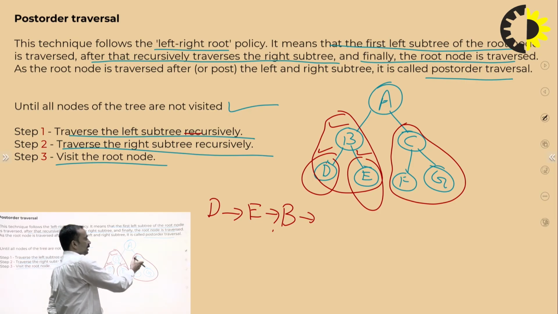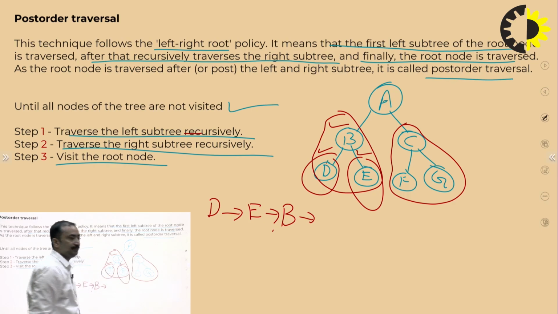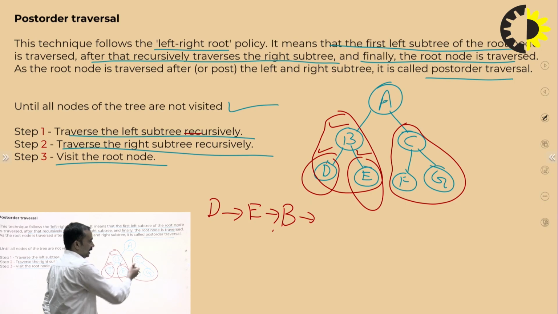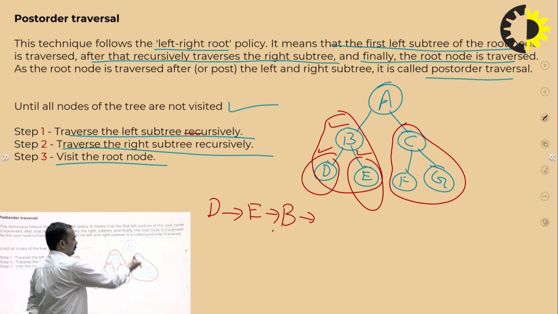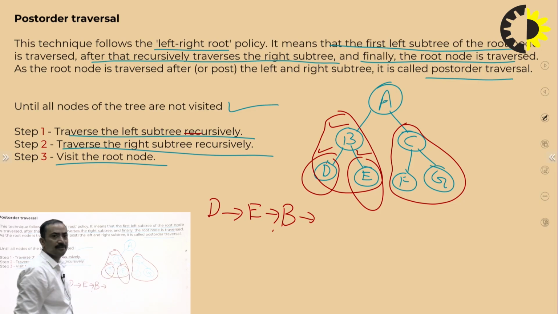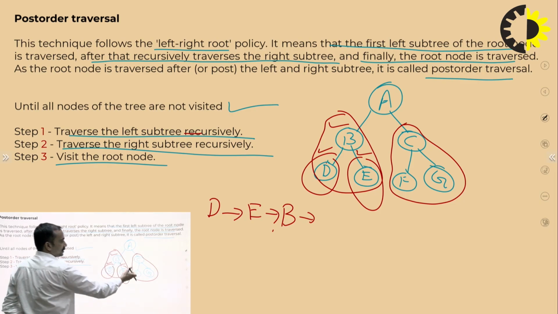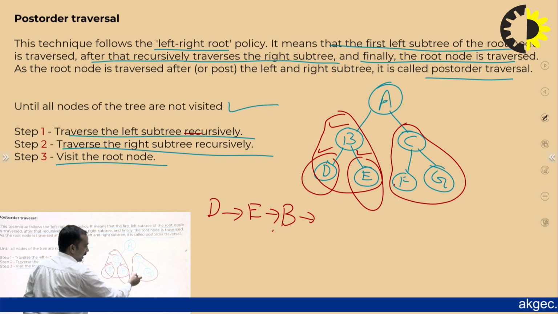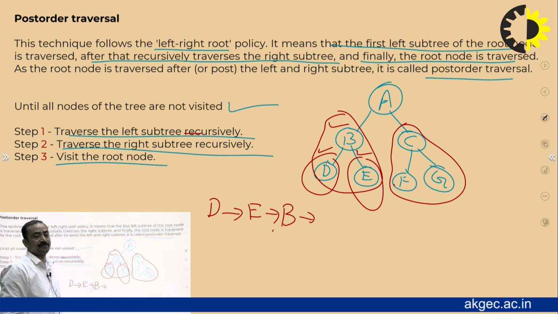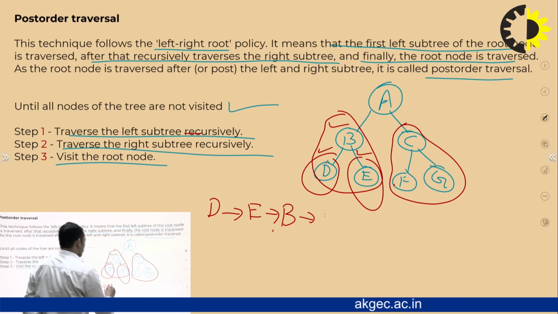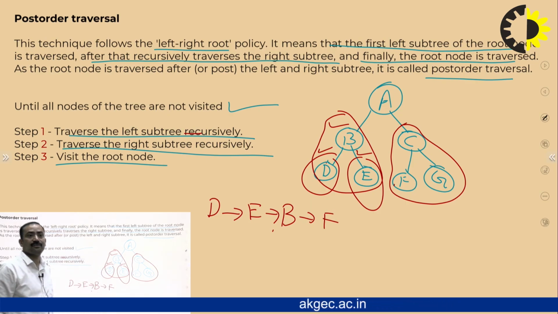Now in the right subtree of A, we have C, F, G, again a subtree, and in this subtree we have C, F, and G. So we visit the left subtree of this root C, which is F. Again check recursively the left subtree and right subtree of F. There is no left or right subtree of F. So we visit F.